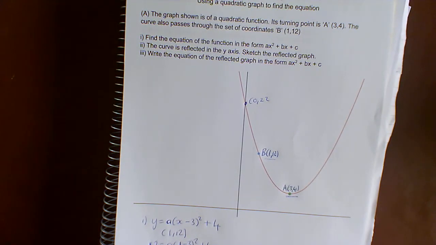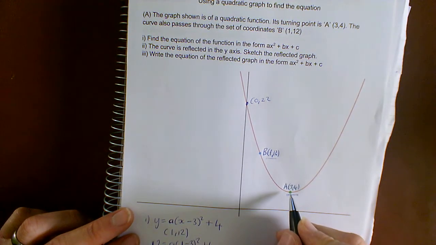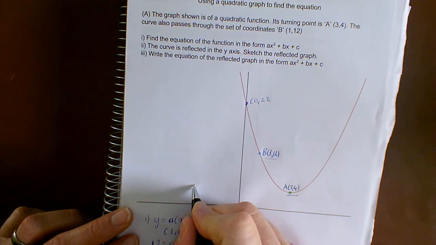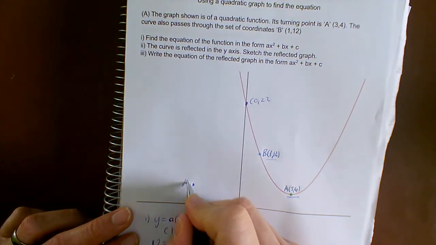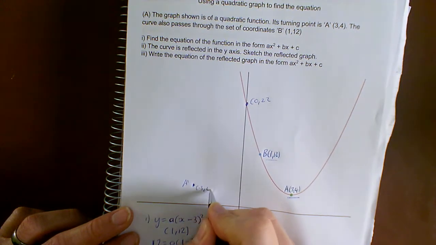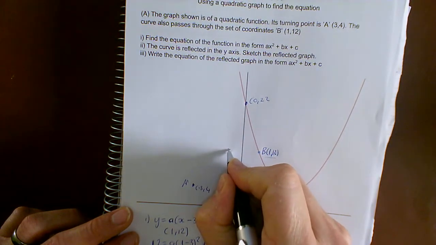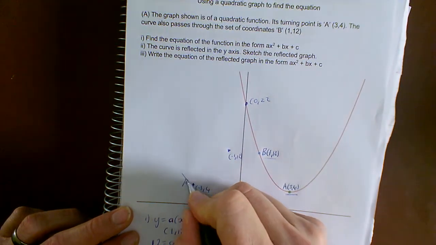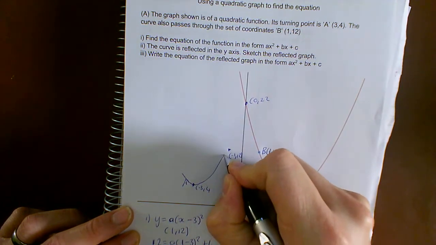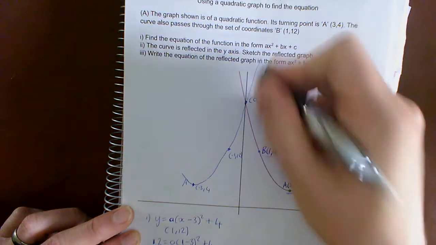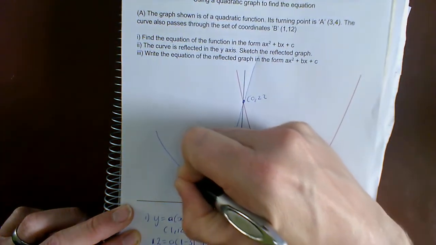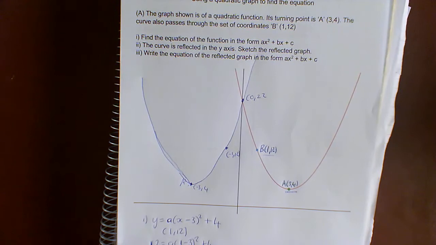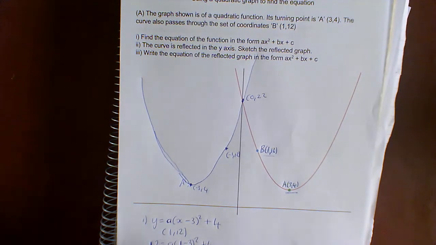Now let's go back. We've got to part 2. We've got to do a sketch of the reflected graph. It's going to reflect in the y-axis, so let's put the new points. A prime would be negative 3, 4. It'd have to go through B, which would be minus 1, 12. Now I'm going to try to do my sketch as carefully as possible. Oops, I've gone wrong there. That's why you should use a pencil. And that is your reflected quadratic.